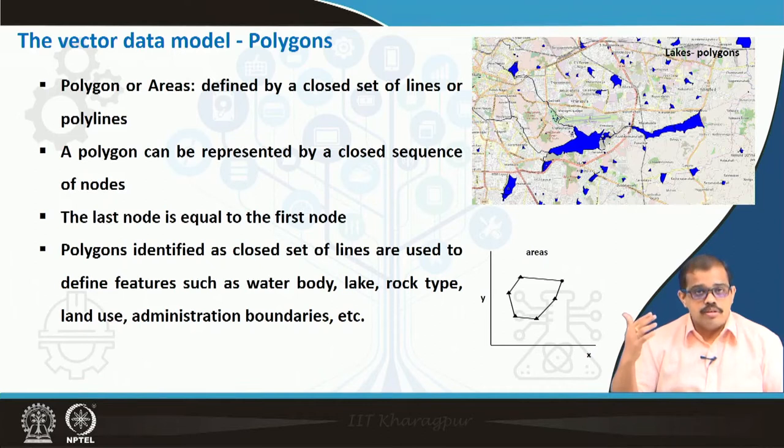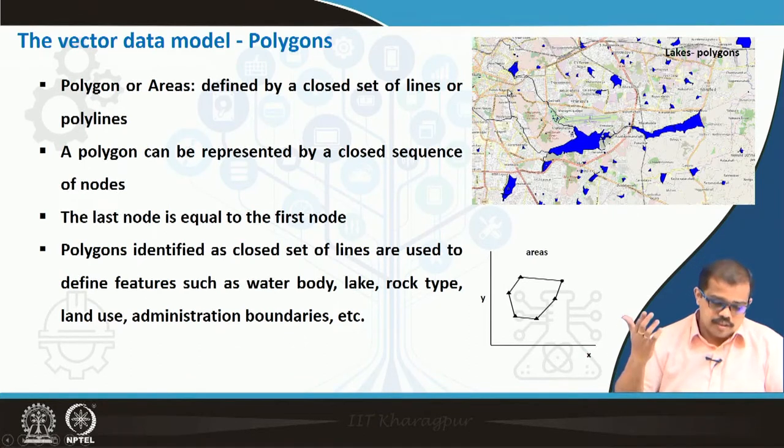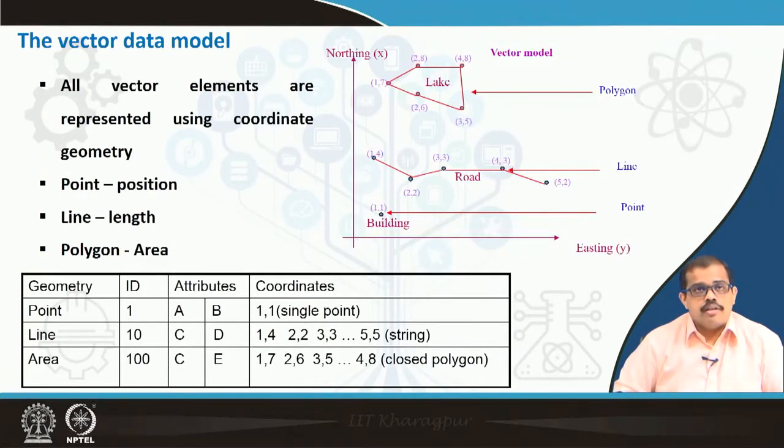Polygons identified as closed set of lines are used to define features such as water body, lake, rock type, land use, administrative boundaries, all of these are represented by polygons. This example which I have given here is a set of lakes in south east of Bangalore, where you can see these are number of lakes that we have extracted from a map source, okay. So, when we look at the vector data model, all vector elements are represented using continuous geometry, that is point represents a position, line a length and a polygon an area.